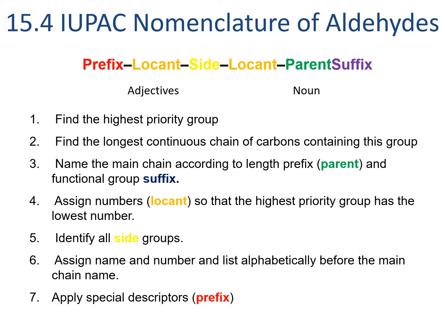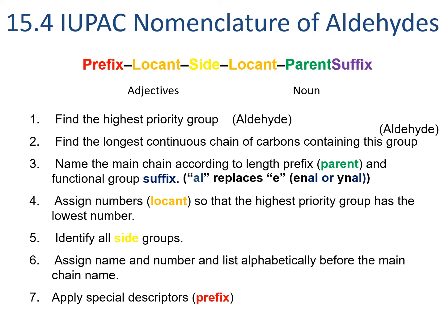For naming aldehydes, we continue the very same pattern of finding the carbon chain that contains our functional group and then naming it based on the length and the functional group suffix. With aldehydes, that suffix is al, but we only replace the E at the end of the alkane. So propane becomes propanal, not propal. And this is important again because it means that aldehydes and alkenes or alkynes can be named as part of the same main chain, just like we saw with alcohols and just like we saw with ketones. We'll see some examples like this in a little bit.